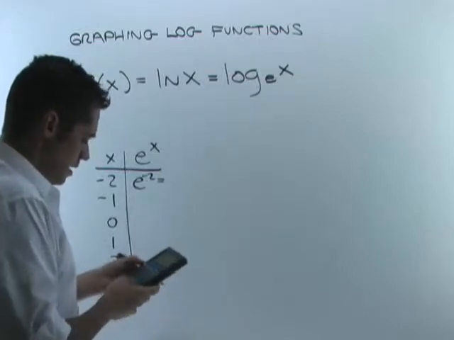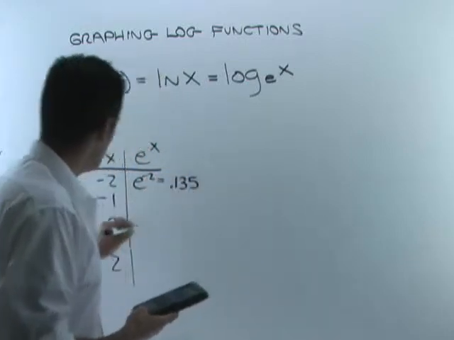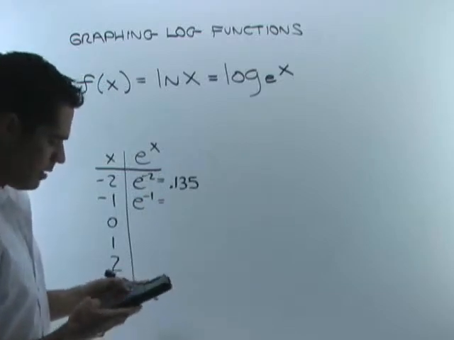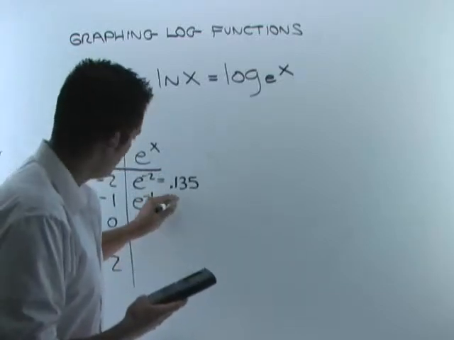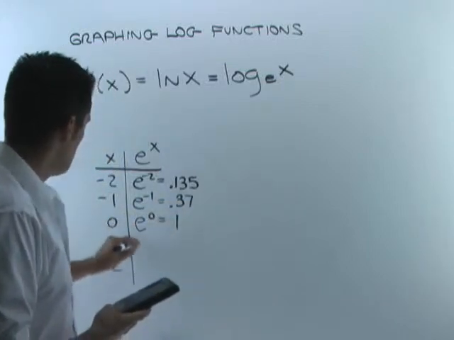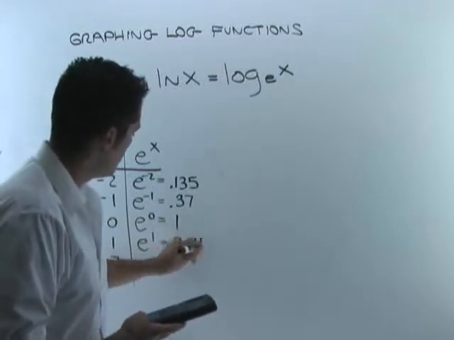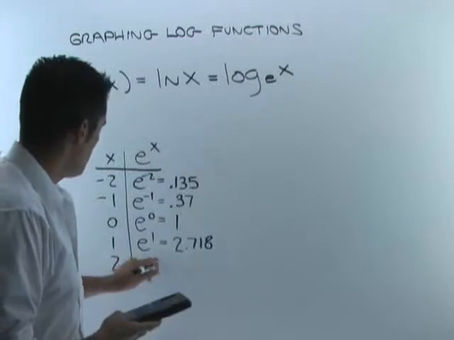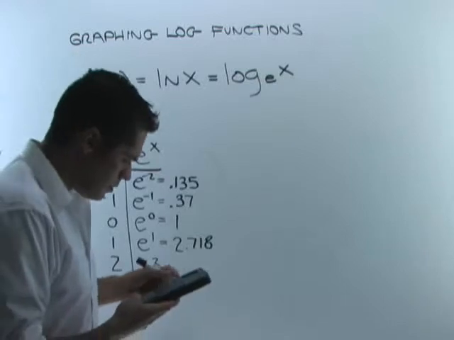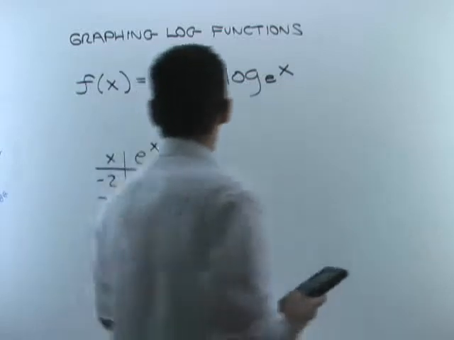So I'm going to do e to the -2. I get about 0.135. Then I'm going to do e to the -1. I get about 0.37. E to the 0 I know is 1. E to the first power, you do that on your calculator, you'll get about 2.718. And then you get e squared, which will be about 7.38, something like that.